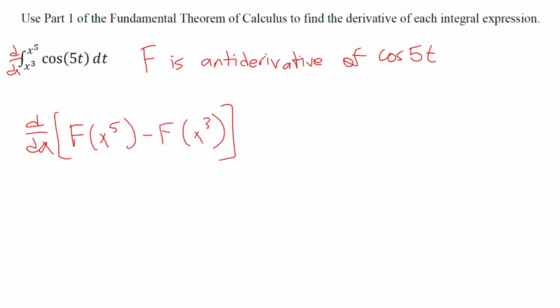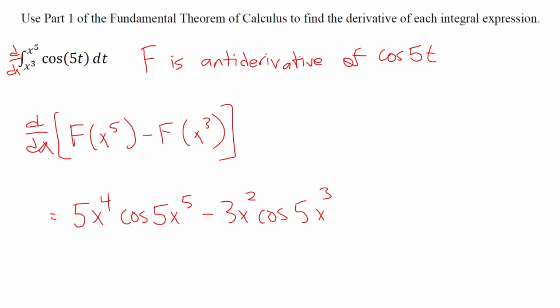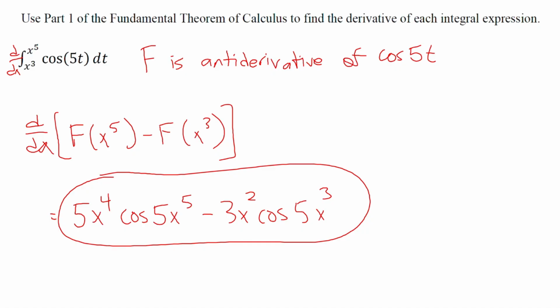So we'll just do the chain rule. It'll be capital F prime of x to the 5th times 5x to the 4th. So 5x to the 4th. And then our original function evaluated at x to the 5th, which is cosine of 5x to the 5th, and then we'll subtract from that the derivative of x cubed, which is 3x squared, times the cosine of 5x cubed, the cosine of 5t. And if you want to factor out a common term there of x squared, you can, but I don't need you to do it.